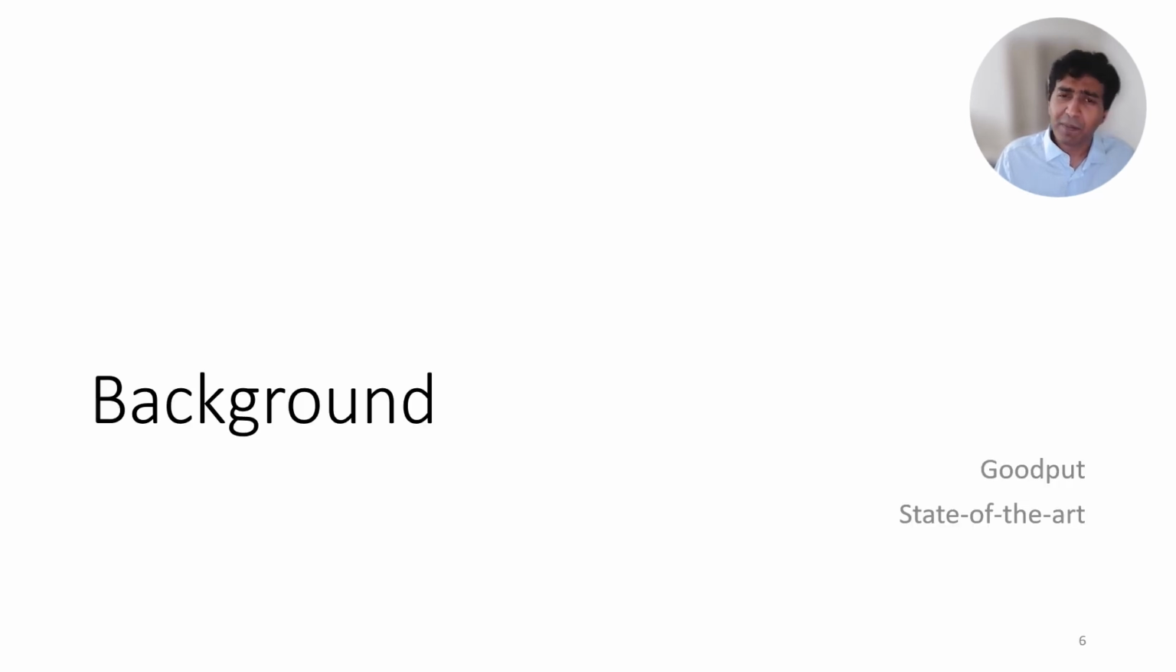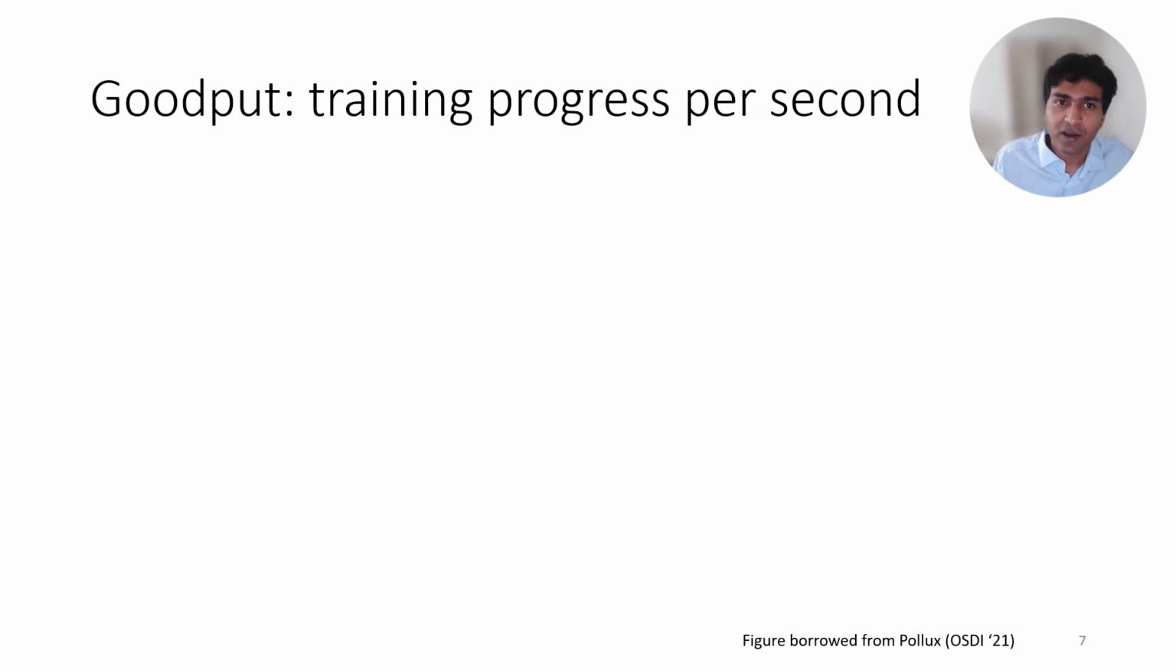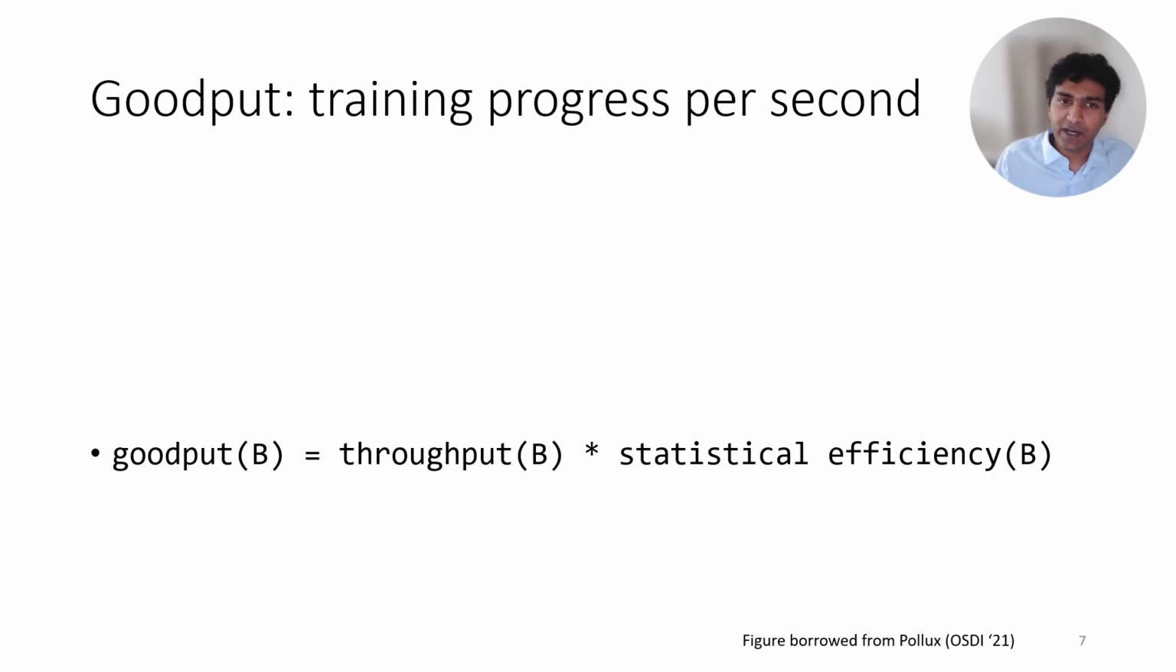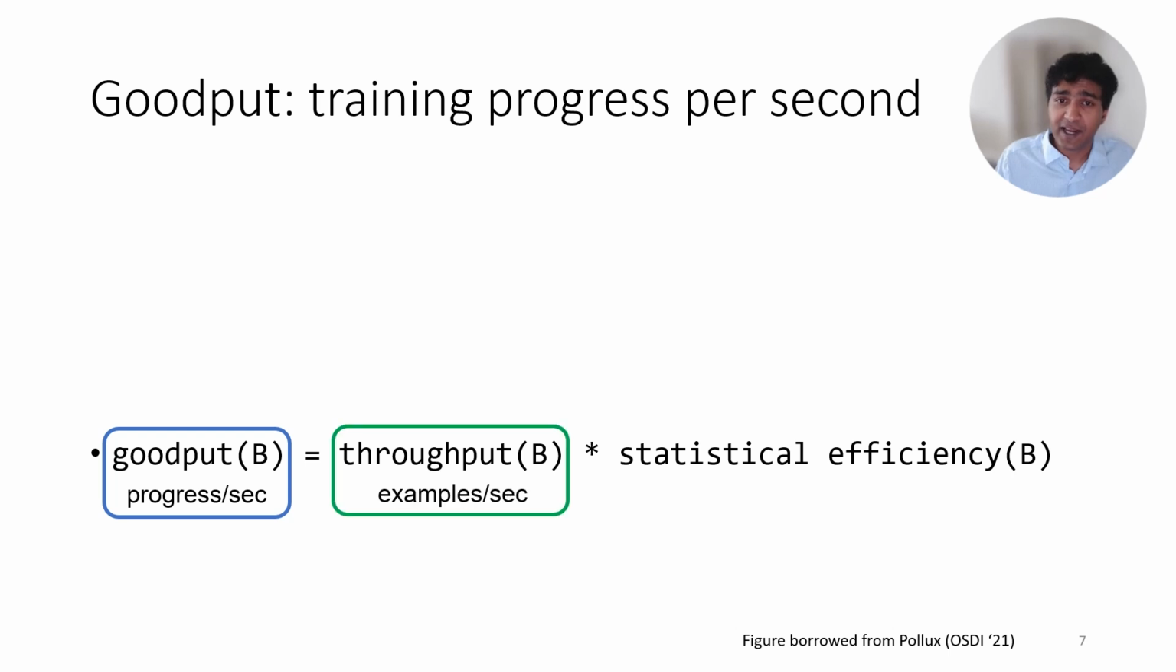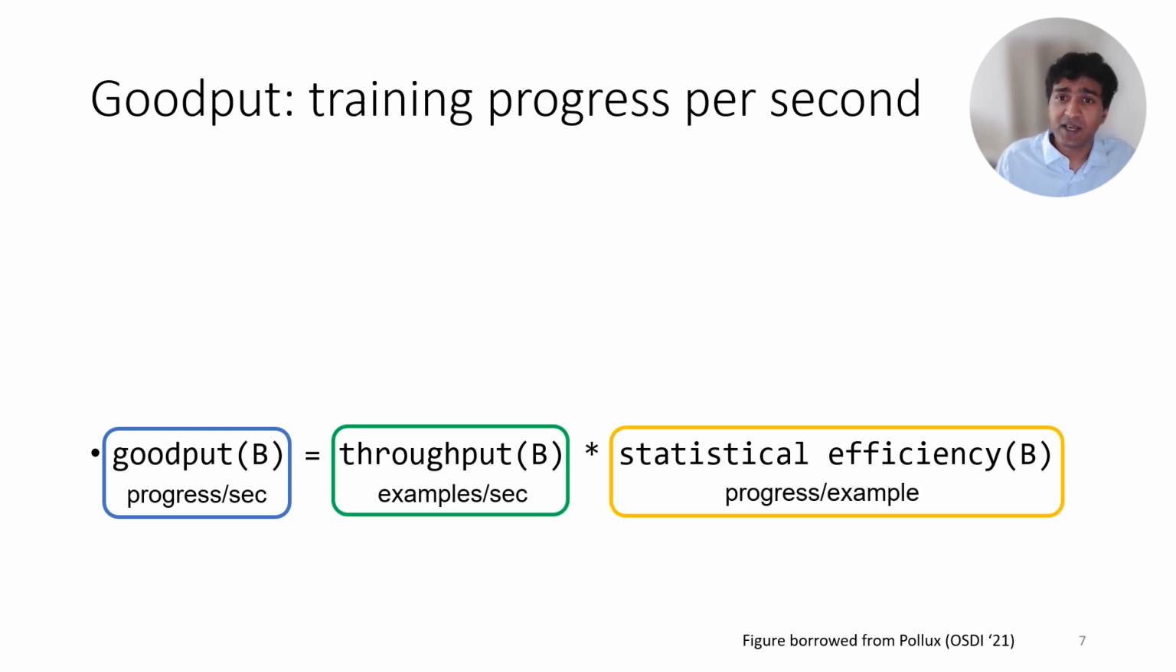Let's get into some quick background needed to understand our work. So I've told you that SIA optimizes cluster-wide goodput. So what is goodput? Goodput is training progress per second and is defined as a product of two terms: the throughput of a job, defined as the number of examples processed by the training job in a second, and the statistical efficiency of training, defined as the amount of training progress made per example processed by the training job. Throughput can be expressed as examples per second, and statistical efficiency can be expressed as progress per example. So multiplying the two should give us training progress per second.